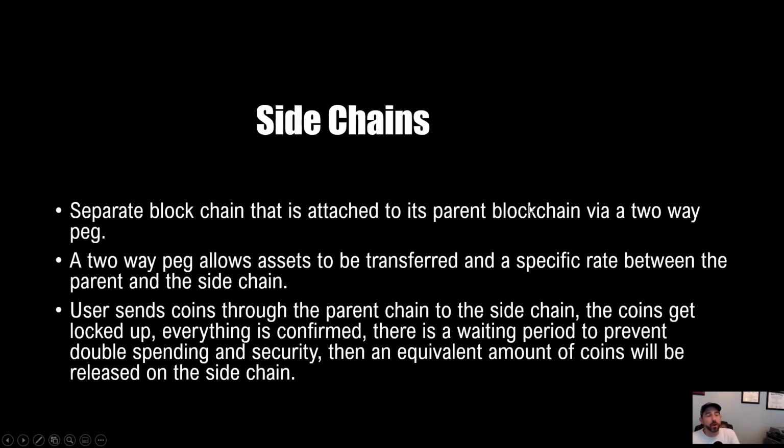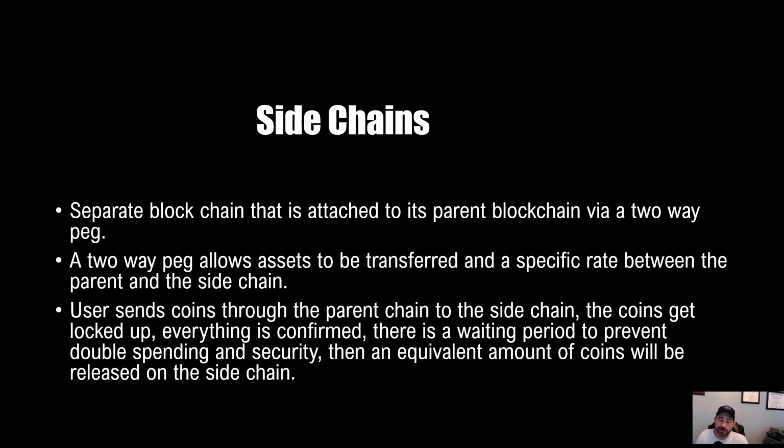All right. Let's move on to side chains. So there's something called side chains. Basically, it's a completely separate blockchain that is attached to a parent blockchain via a two-way peg. All right. And we're going to talk about what a two-way peg is. A two-way peg allows assets to be transferred and a specific rate to be determined ahead of time between the parent chain and the side chain.